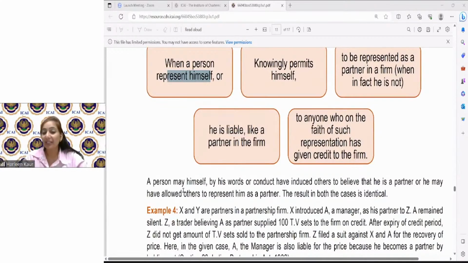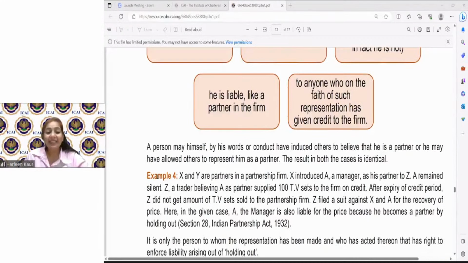I hope you have understood what the example says. So let's read example number 4. X and Y are partners. X introduces A, a manager. Now X and Y are partners and they say that A, the manager, Z, is our partner.